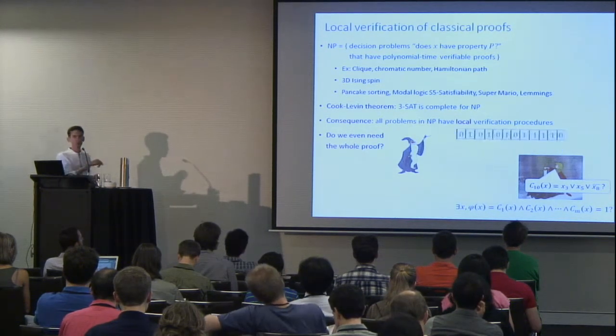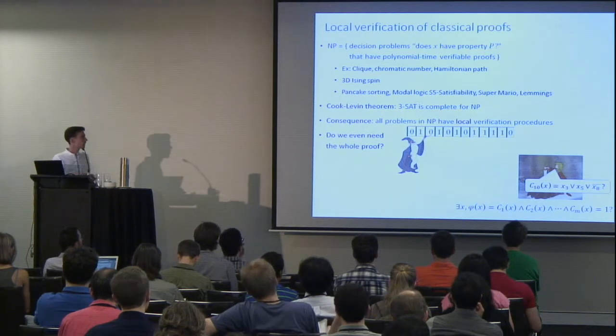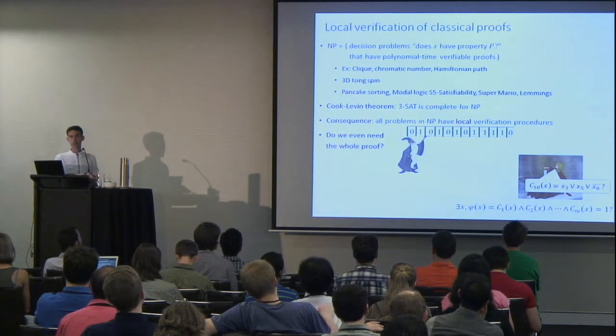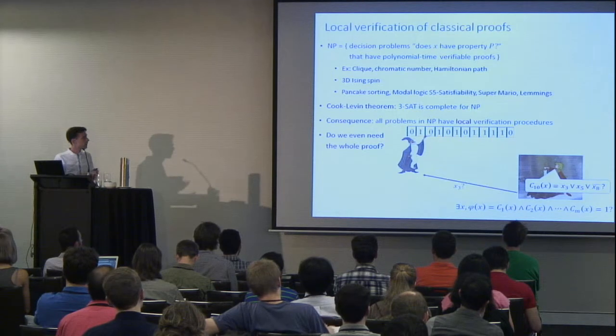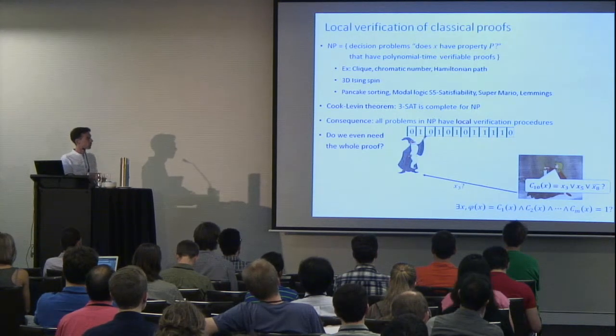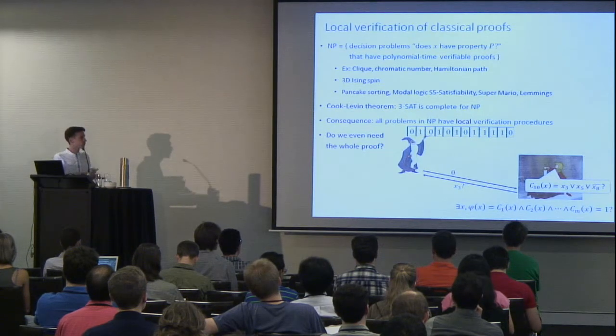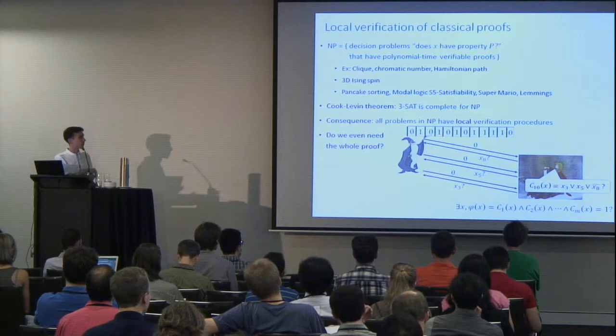So let's just leave the proof to Merlin, and instead we just ask him directly the questions. So we take this clause and we ask Merlin, look Merlin, what's the value of variable x3 in the satisfying assignment that you're claiming exists? And Merlin will say something, and then we ask him x5, x8, and then we check, and if they satisfy our clause, we're happy and we move on. So does this work or not? Of course it doesn't work, right?